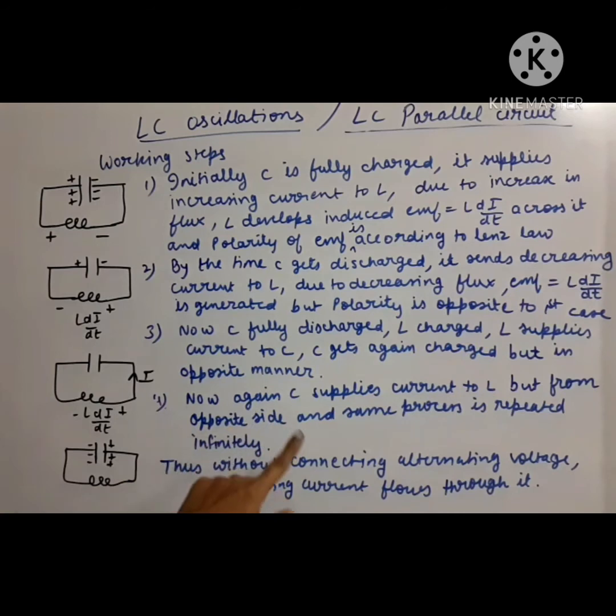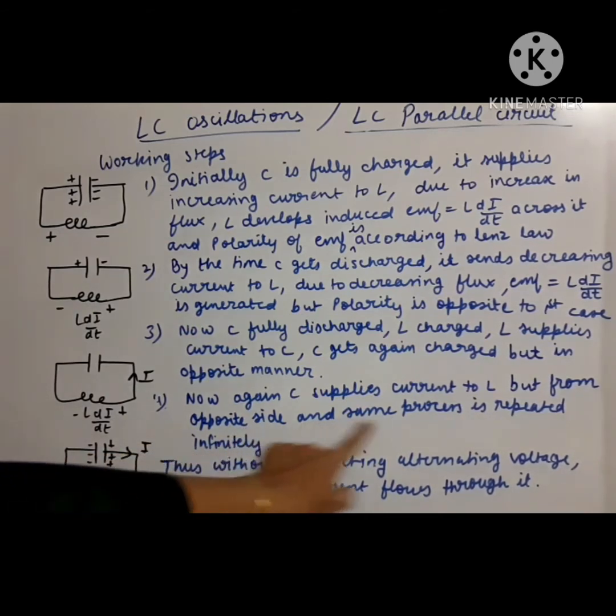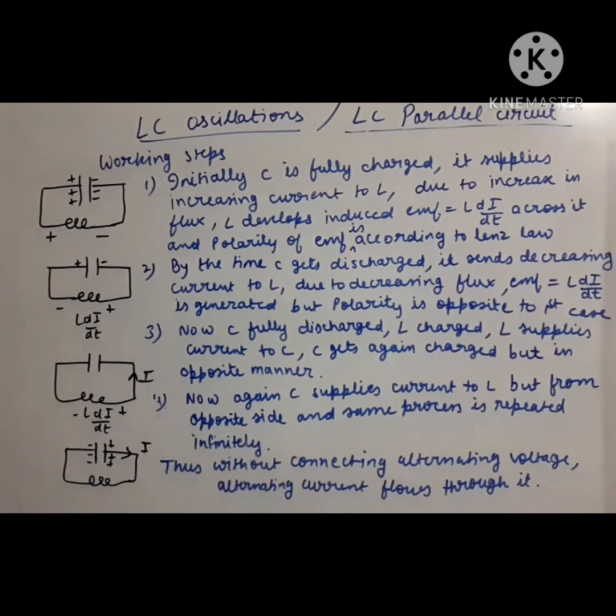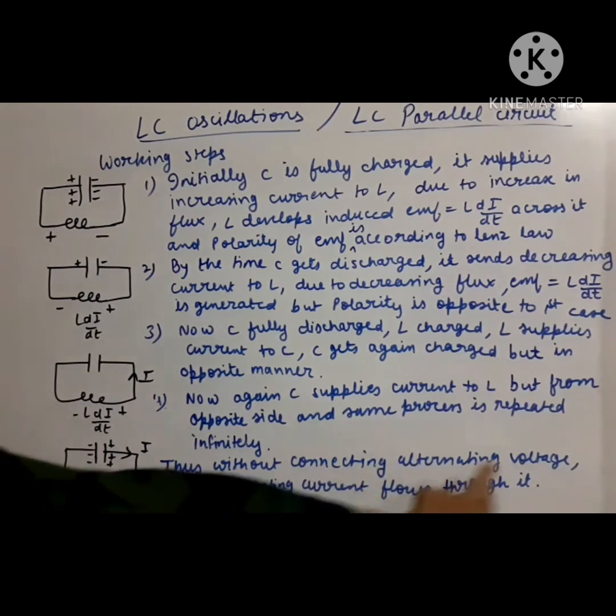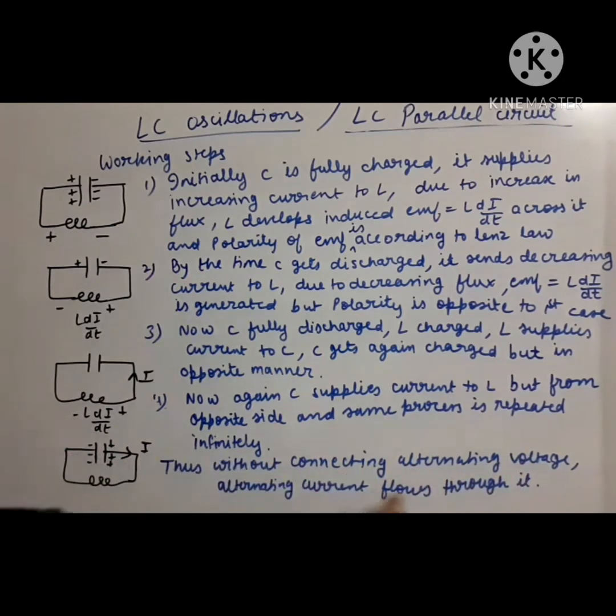Now again C supplies current to L because now C is charged. It will supply current to L but from the opposite side, and same process is repeated infinitely. Okay, thus you must have noticed without connecting alternating voltage, alternating current flows through it, because for a certain period of time current was flowing in this direction, but after that the current is flowing in this direction. So the current direction has reversed.